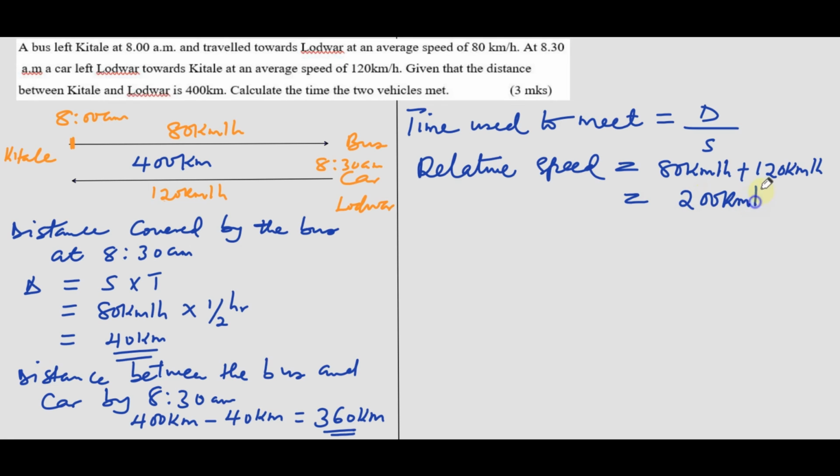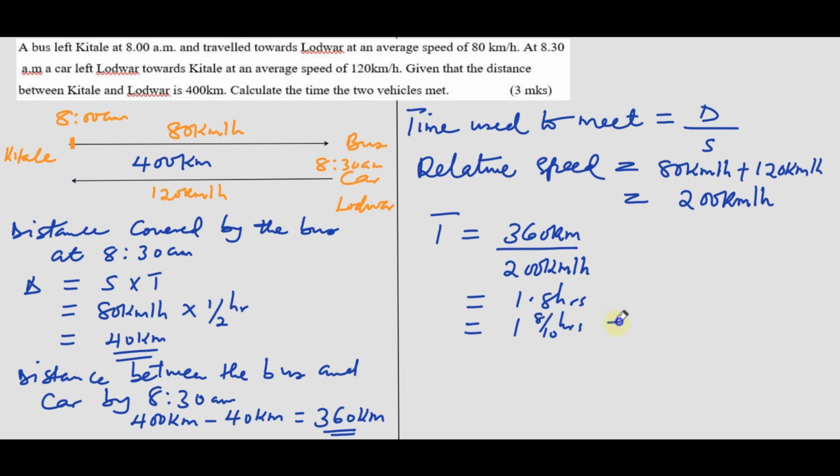200 kilometers per hour. Therefore, the time to meet will be obtained by the distance between the two by 8:30, which is 360 kilometers, divided by the relative speed, 200 kilometers per hour. When you do this division, you obtain 1.8 hours, which is equivalent to 1 and 8/10 hours, which will give 1 hour and 48 minutes. So this is the time that was used to meet.